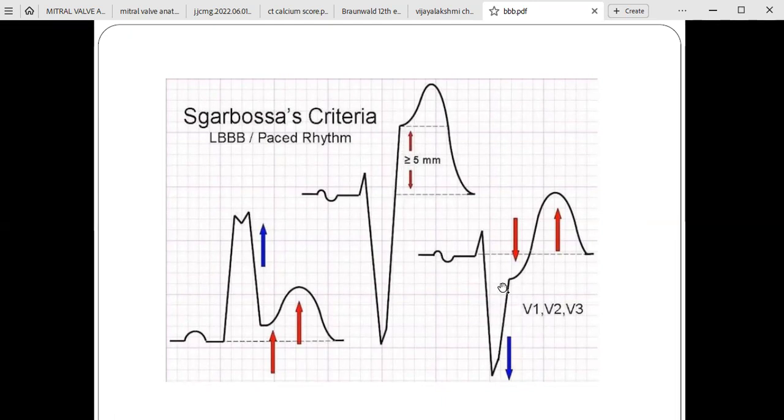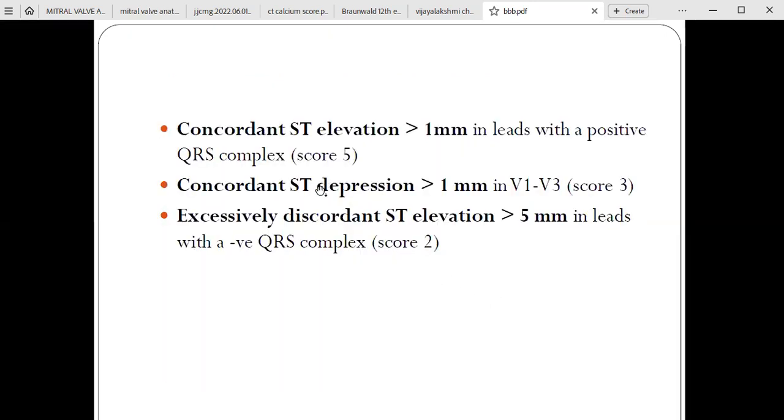But if there is ST depression of more than 1 millimeter in the concordant lead, then it is also considered significant. A score of 3 is given. What is excessively discordant ST elevation?